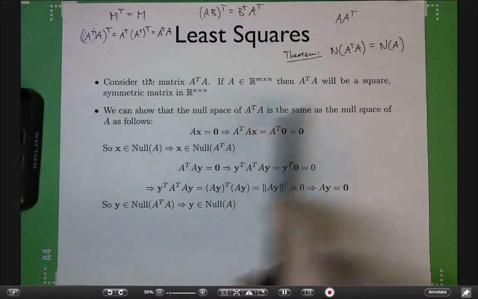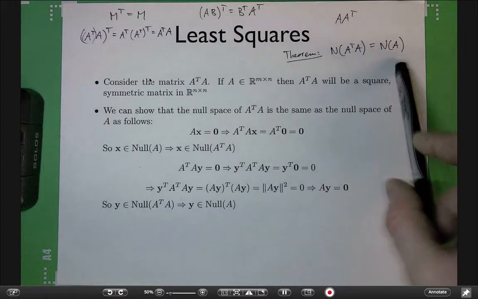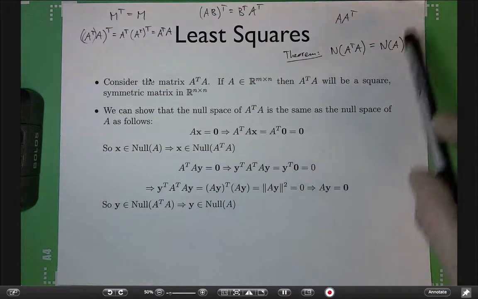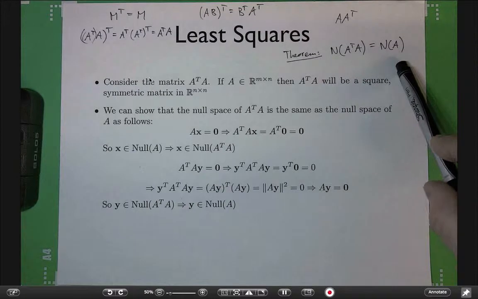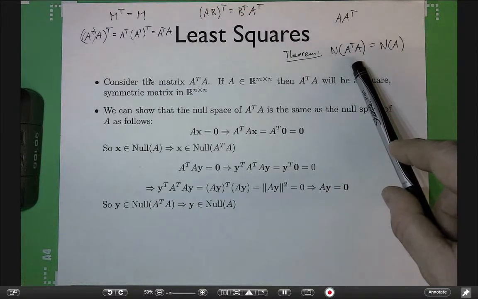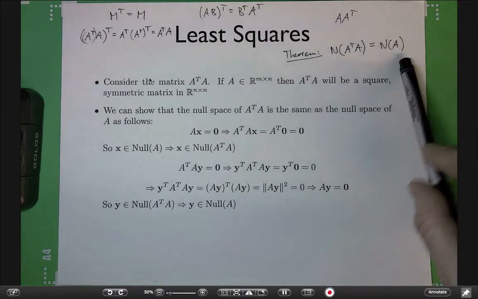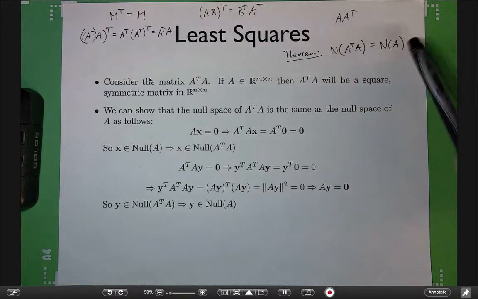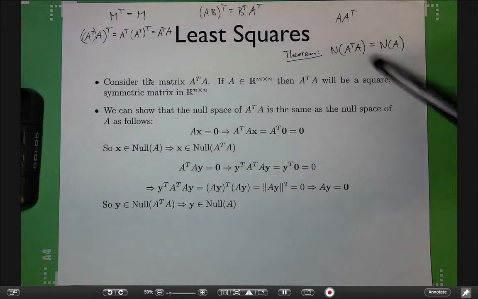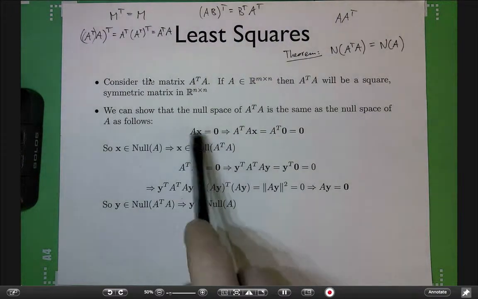So how do we prove this? We have to show two implications, right? First, if I have something in the null space of A, it better be in the null space of AᵀA. And second, the other way around: if something is in the null space of AᵀA, it must be in the null space of A. That's what it means. These are sets, actually subspaces, but this would work for arbitrary sets. I'm just showing that the two sets are equivalent. So let's do the first implication.